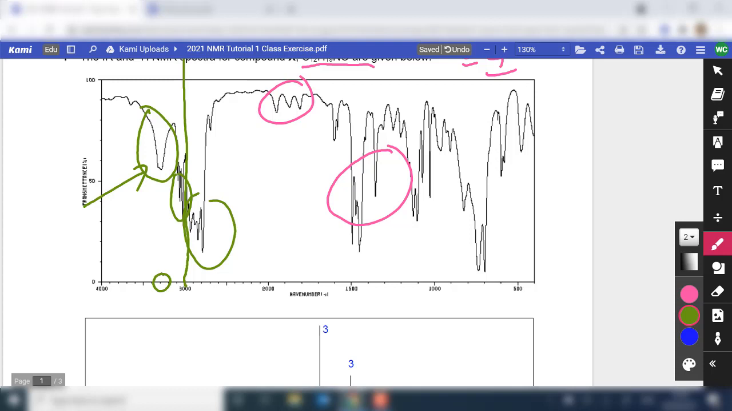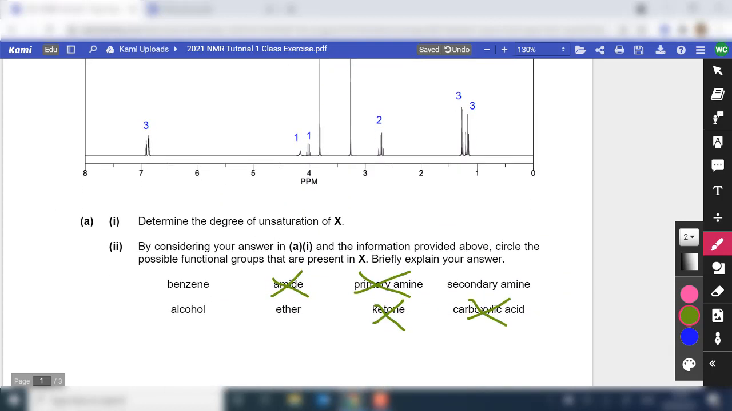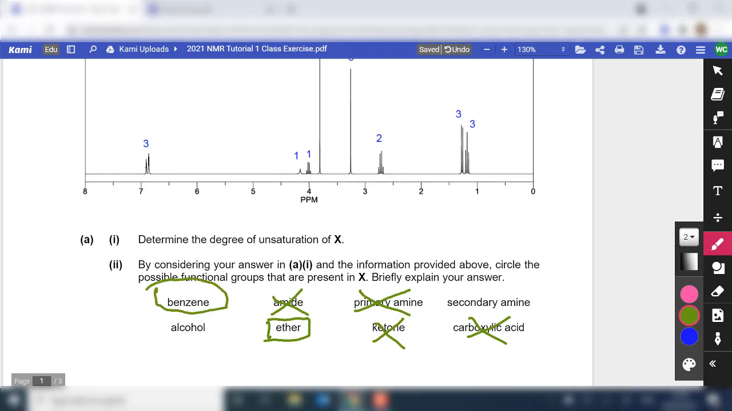So definitely we are not looking at these two. If you have amide, ketones, or carboxylic acid, you expect one more degree of unsaturation, which is obviously not present. Ether is possible, so that's a possibility that we are looking at. Of course, a phenol ring.